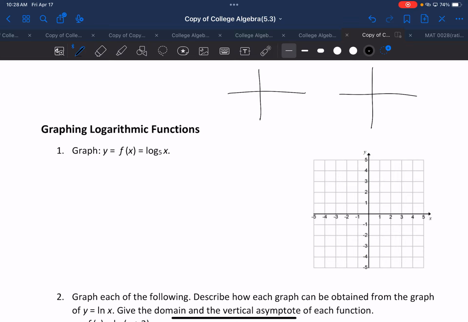So you can add these graphs. The basic form of a logarithmic graph is log base a of x. That's our base graph. If a is greater than 1, it will look like this, and it'll go through the point 1, 0.